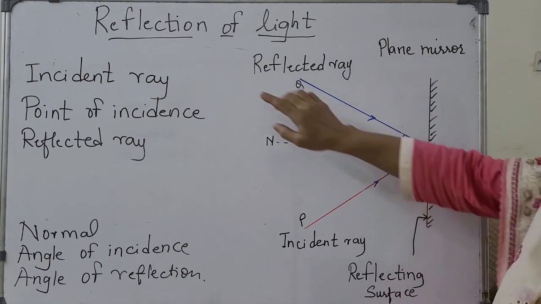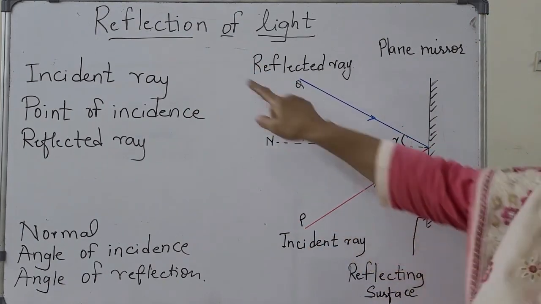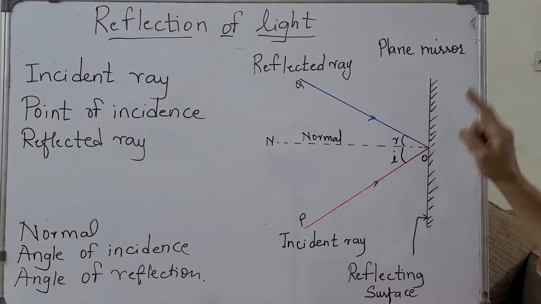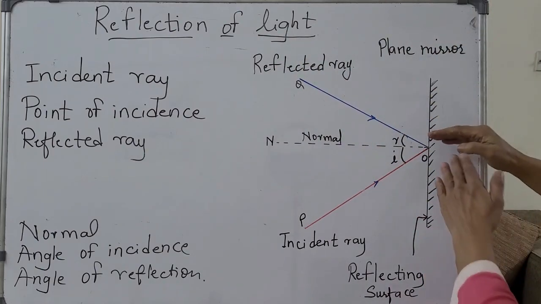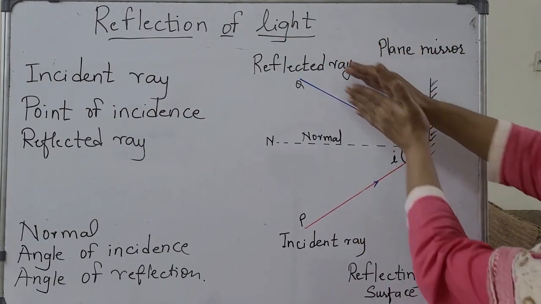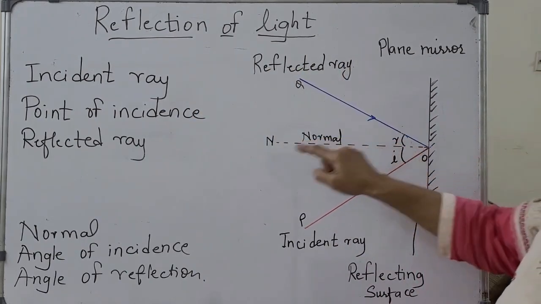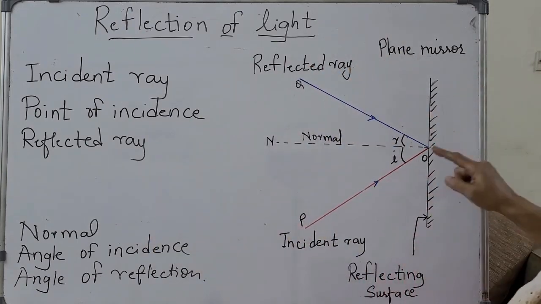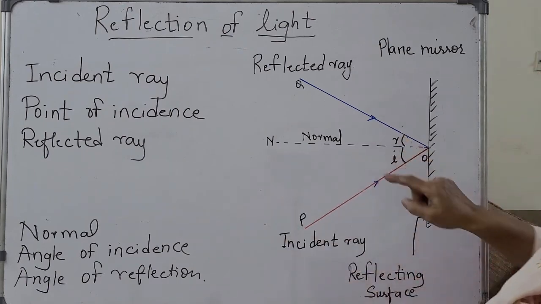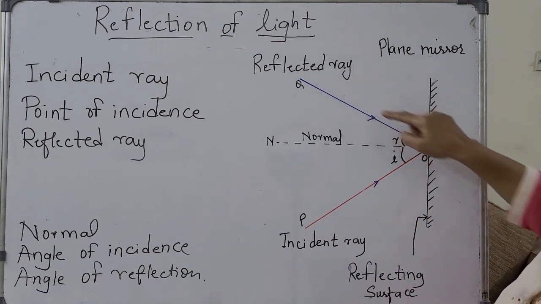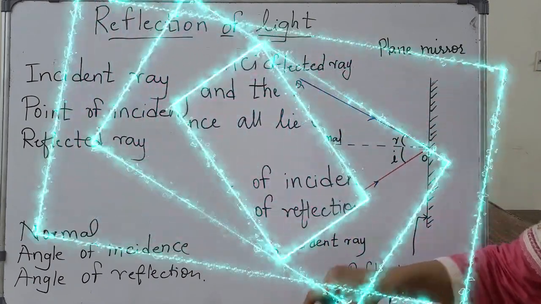So you have to know what is incident ray: the ray which strikes the reflecting surface is known as the incident ray, and the point at which it strikes is known as the point of incidence, and what bounces from this incident ray is the reflected ray. The line which is drawn perpendicular from the reflecting surface is known as normal. The angle which is formed by the incident ray and the normal is known as the angle of incidence. The angle which is formed by the reflected ray and the normal is known as the angle of reflection.